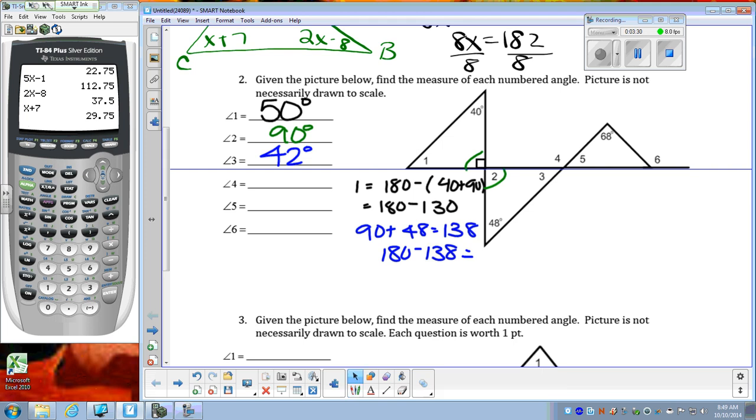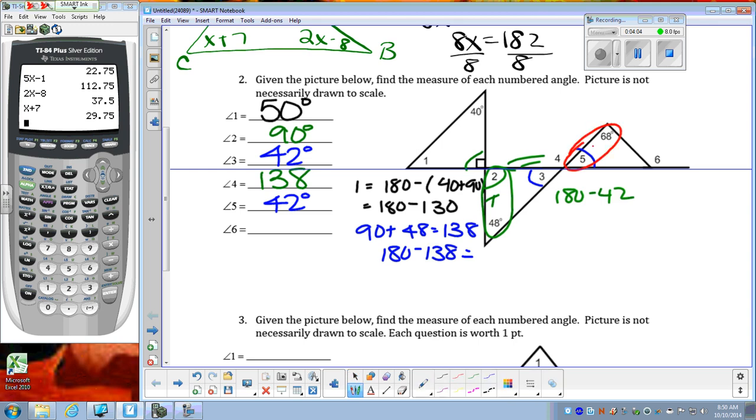Angle 4 makes a line with angle 3, so 180 minus 42 gives me angle 4, so angle 4 is 138. I also could have used that angle 4 had to equal 90 plus 48. My exterior angle has to equal the sum of my two remote interiors. Angle 5 is vertical from angle 3, so we know that angle 5 is also 42 degrees. And then for angle 6, I'm going to use that angle 5 and the 68 degrees have to equal angle 6. So 42 plus 68 equals the measure of angle 6, so that's 110 degrees.